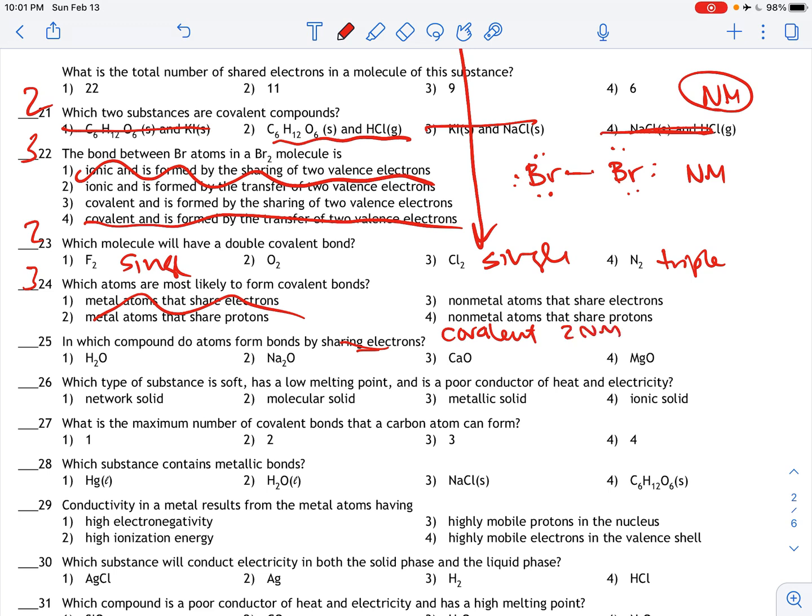So any metals be gone. Metal is sodium, metal is calcium, metal is magnesium. Now, where they're going to try to trick you is hydrogen. Hydrogen does live on the left side with the metals. However, it is not a metal.